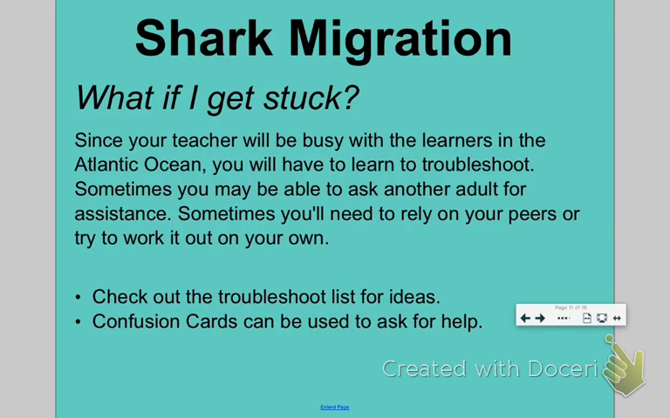What you can do is check out the troubleshoot list for ideas. We're going to be working on that together. As we encounter some difficulties, we'll make a list of things that you could do to handle those. And I'll also have confusion cards available that you can take and fill out if you really need to speak to an adult. If you need help with a certain problem or issue, you can take care of that with a confusion card, just to give us a heads up of what we need to do to help you out.